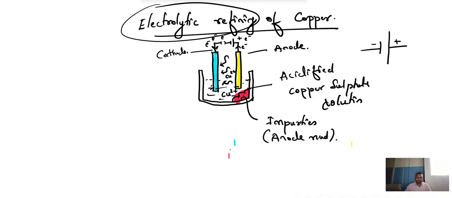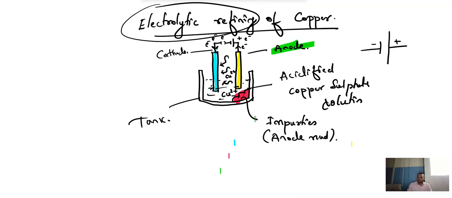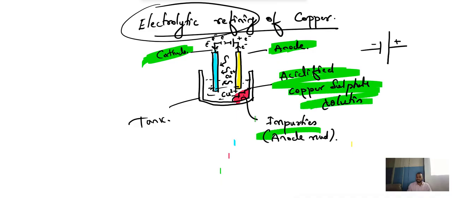Followed the steps? Understood? Now this is a tank. In this, what are the things you can expect? They may ask you in the exam the labeling. They may ask you to identify anode, identify cathode, acidified copper sulfate solution, and impurity, that is anode mud.